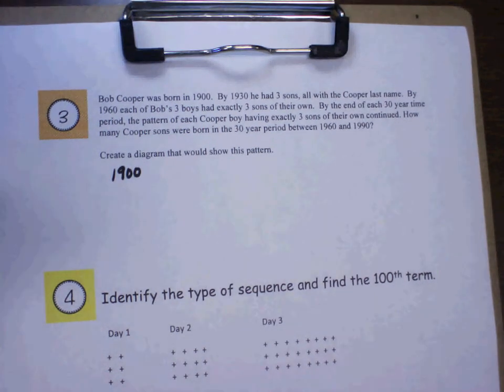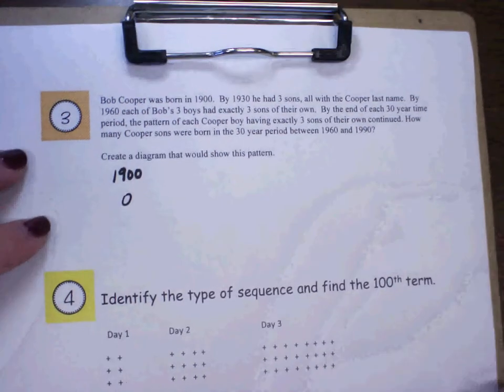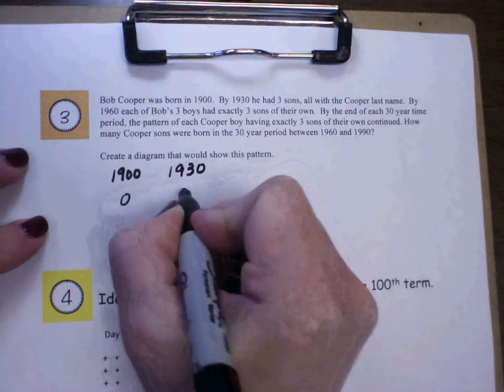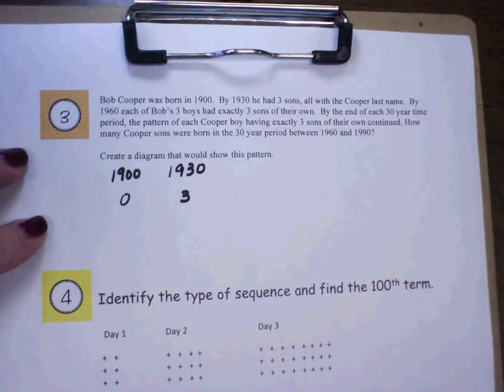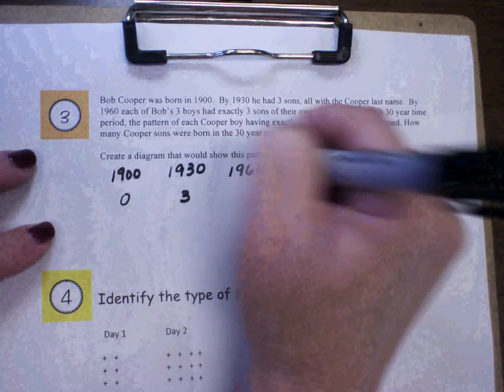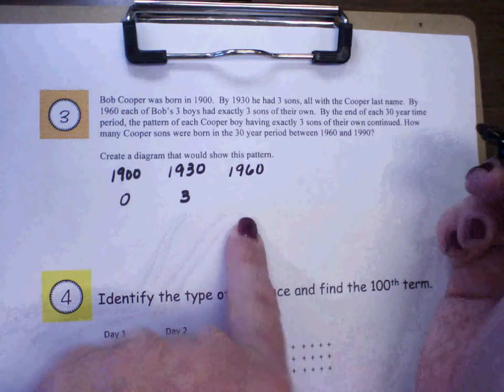We don't think before we speak. All right. By 1930, he had 3 sons, all with the Cooper last name. By 1960, each of Bob's 3 sons had exactly 3 sons of their own.